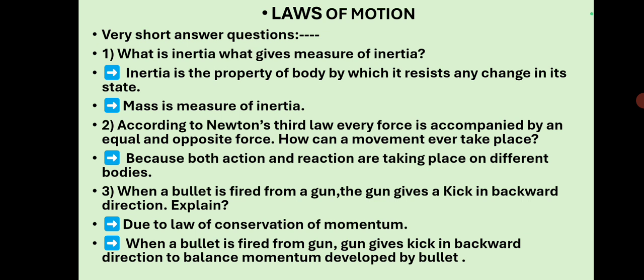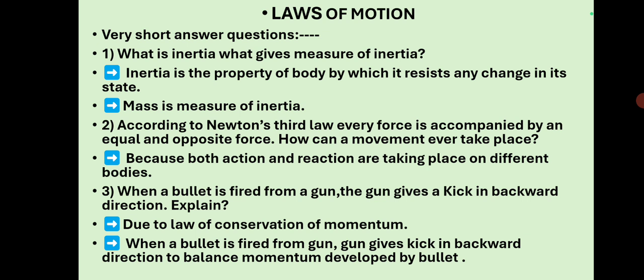Next question: according to Newton's third law, every force is accompanied by an equal and opposite force. How can a movement ever take place? So here, because action and reaction are taking place on different bodies, movement takes place. What question was asked? According to Newton's third law, every force is accompanied by an equal and opposite force. How can a movement ever take place? Movement takes place due to both action and reaction.